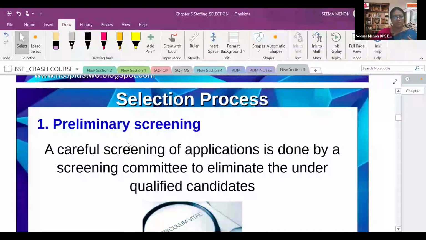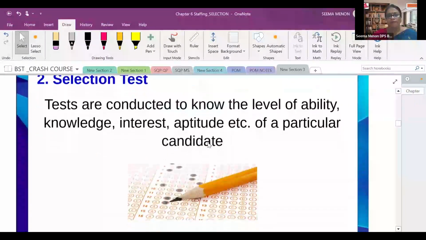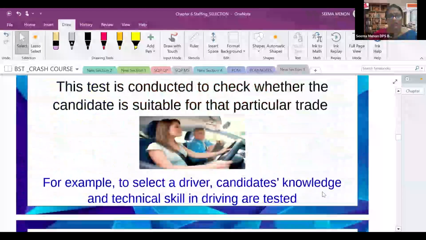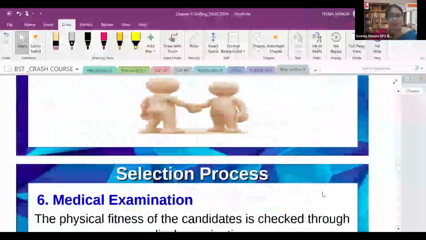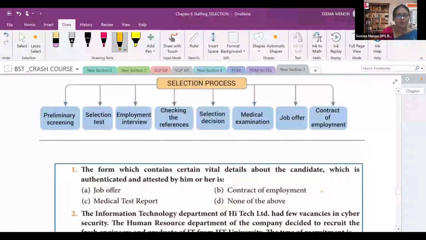Moving ahead, selection process. Let's see what the selection process is. The first one is preliminary screening. Before that, I will show you the chart. From that chart, you can understand how many processes there are. It is very long, but easy to understand and learn. In the selection process, first there will be a preliminary screening. Then there will be a selection test. After that comes the employment interview, checking the reference, selection decision, medical examination, then comes the job offer, then the contract of employment as appointment letter. So there are 8 processes.